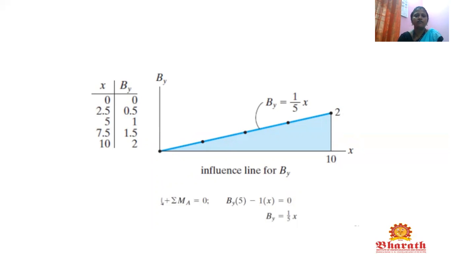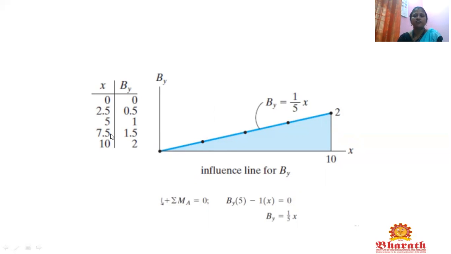If x is equal to 0, what is reaction BY? It is 1 by 5 into 0, so we got 0. Next, we substitute the distance 2.5. BY is equal to 1 by 5 into 2.5. What is the value? 0.5. Next, when x is equal to 5, what is the reaction at BY? That is 1 by 5 into 5. So we got BY is 1.